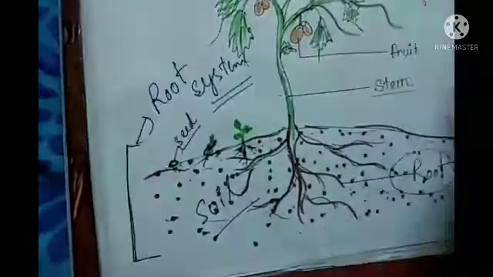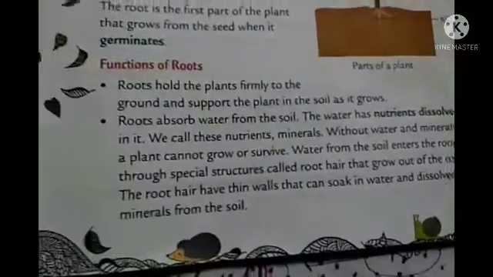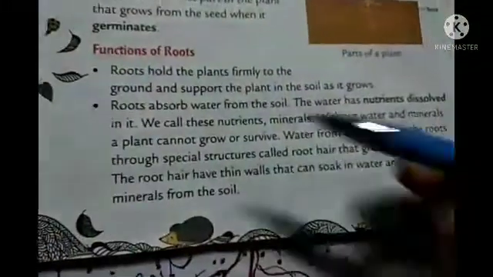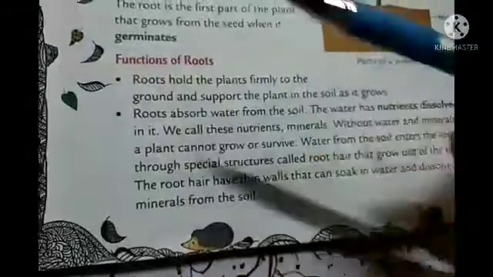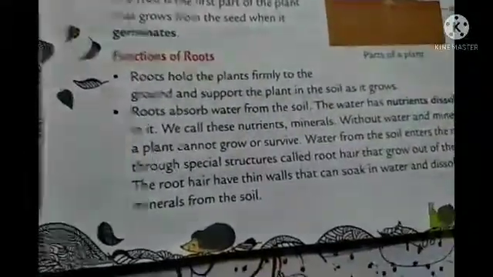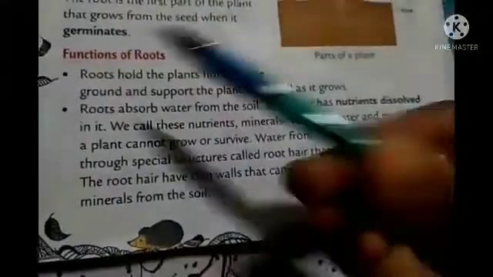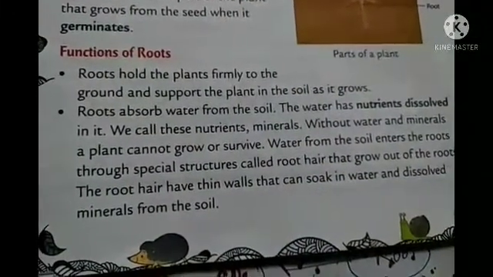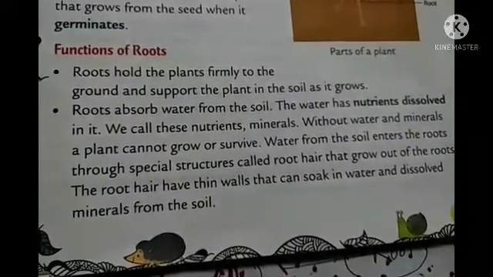All right, students. In your book, page number 51, some functions of roots are given. Functions of roots means what does the root do? Let's see what the functions are. First one: roots hold the plants firmly to the ground and support the plants in the soil as they grow.